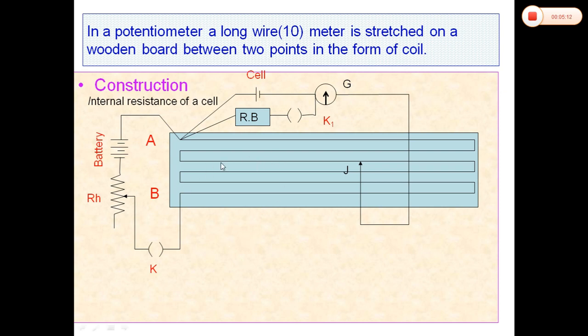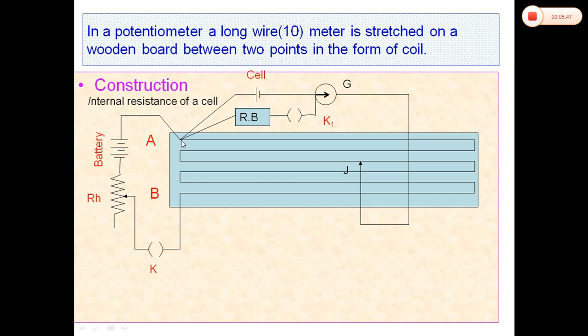Students, after completing this circuit diagram, first of all we touch the jockey J with point A. On touching the jockey with point A, if the deflection in the galvanometer is in one direction, suppose it is in the left direction, then we touch the jockey J with point B, and on touching the jockey with point B, if the deflection is in the opposite direction, then the circuit is correct and we can proceed further to find the internal resistance of the cell.